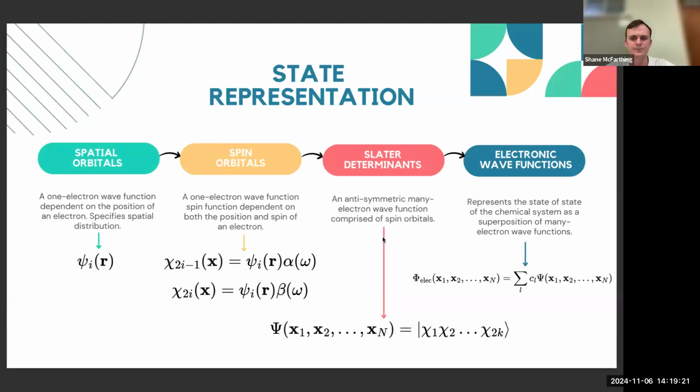So that brings us to one of our next points, which is exactly what form do these states that form the solutions of the electronic Schrödinger equation take, what do they look like and how are they defined? So we can find a foundational point to start from, and we would call that the spatial orbitals. And these spatial orbitals are just one-electron wave functions that are dependent on the position of an electron. And these specify the spatial distribution. So they give us the probability of whether the electron exists in that specific region of space around the nucleus.